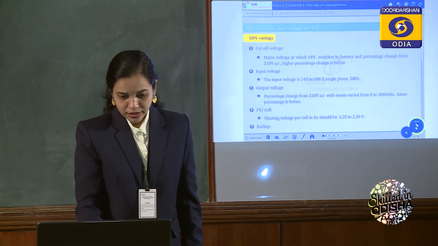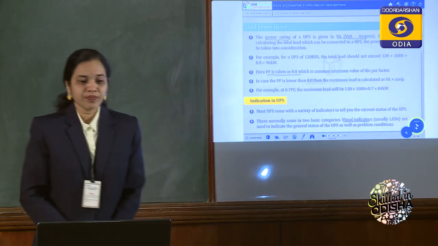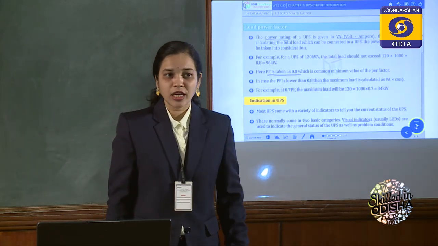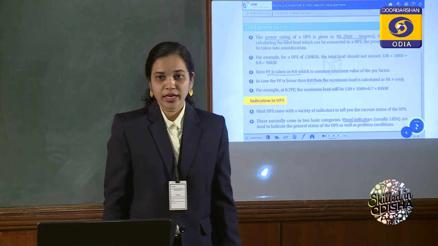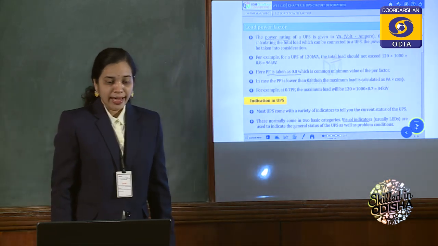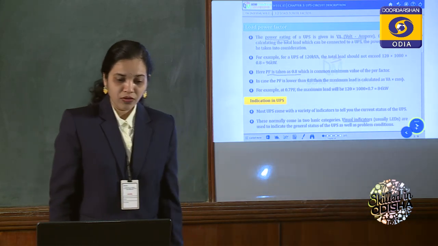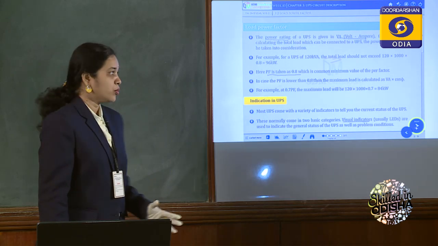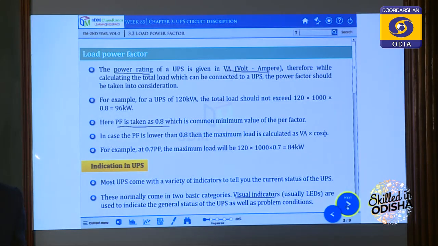So next we will see the load power factor. We have finished the three types of UPS. First is online UPS, second is offline UPS, third is line interactive UPS. Now we will discuss what is load power factor. Load power factor means how much load we can connect to a UPS, that is the load power factor of a UPS.